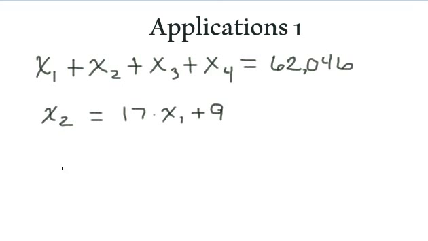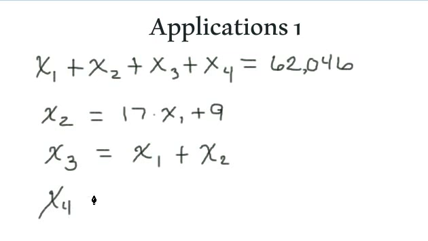Alright, the third integer, x of 3, is the sum of the first two. So we could say that it's the sum of x of 1 and x of 2, the sum of both of them. And the fourth integer, let's find that relationship, is 16 times the third integer. So that would be 16 times x of 3. Whoops, x of 3, not 6.